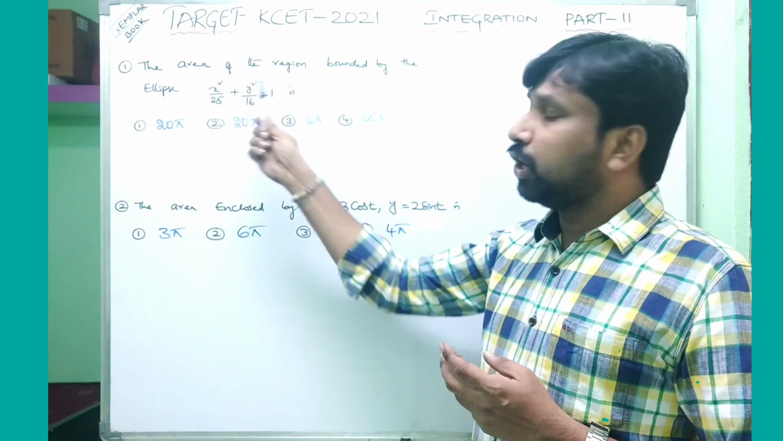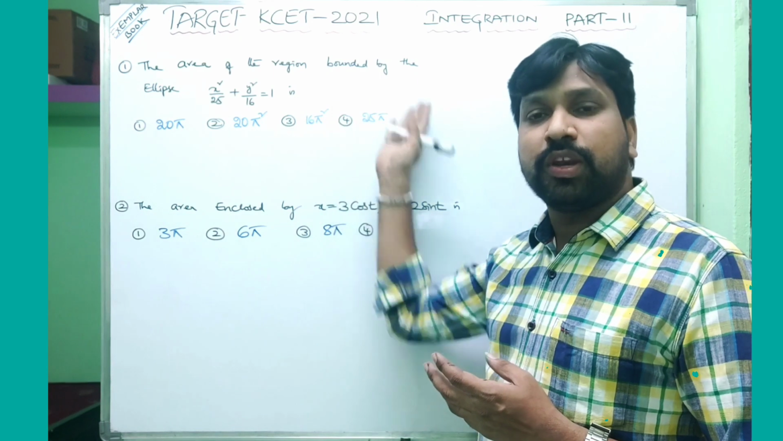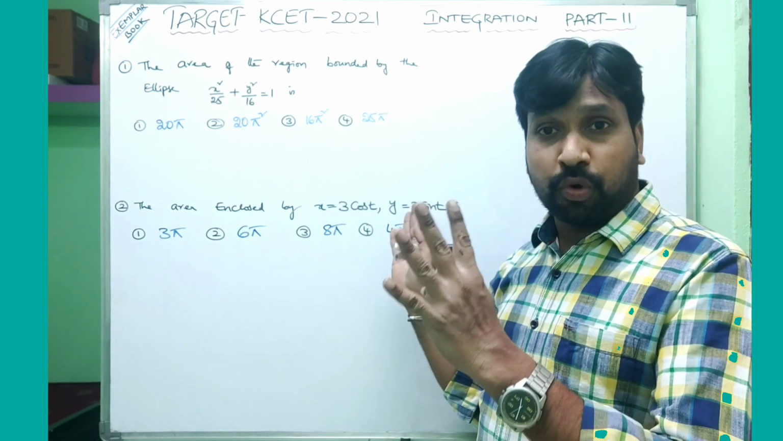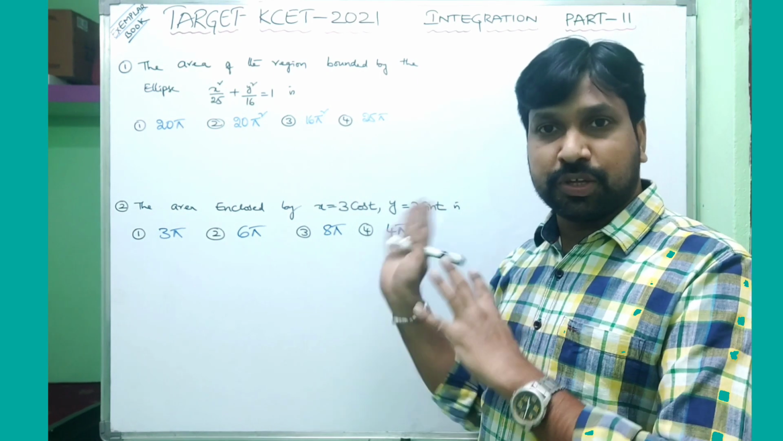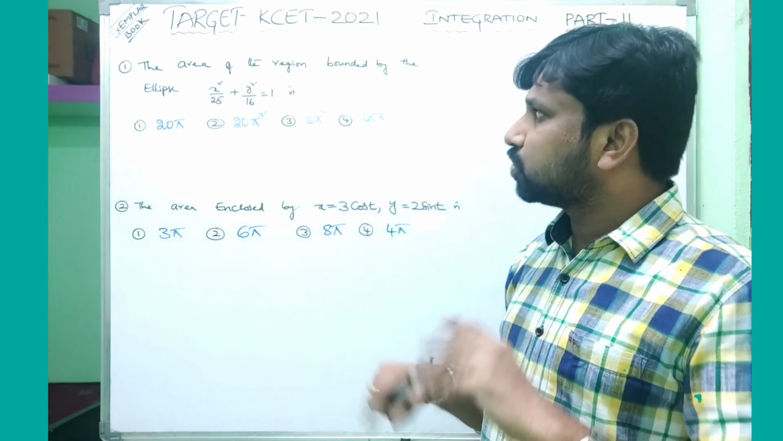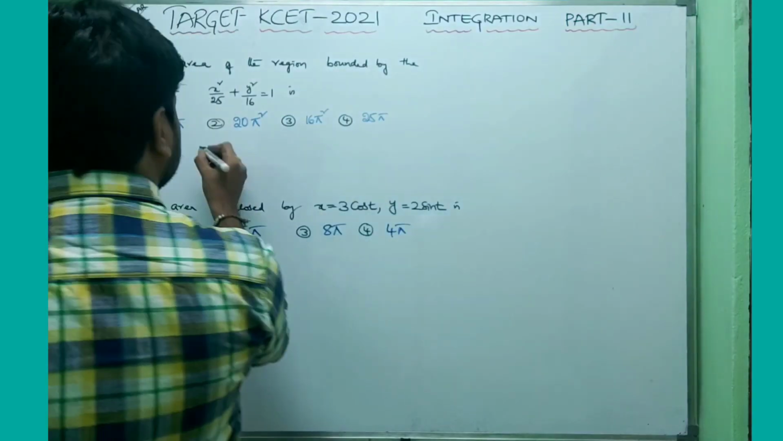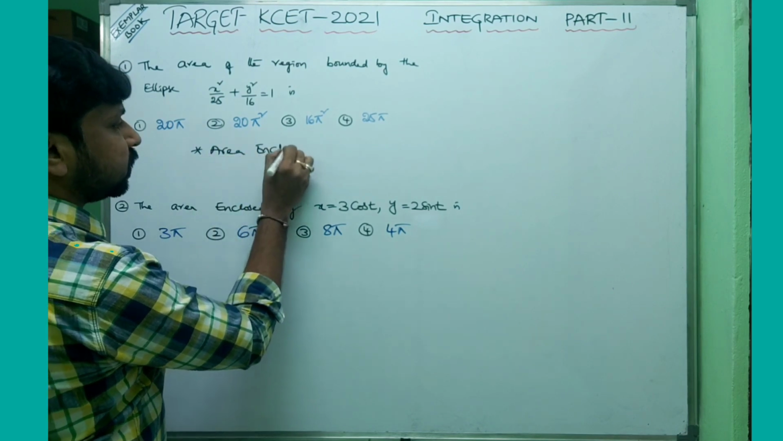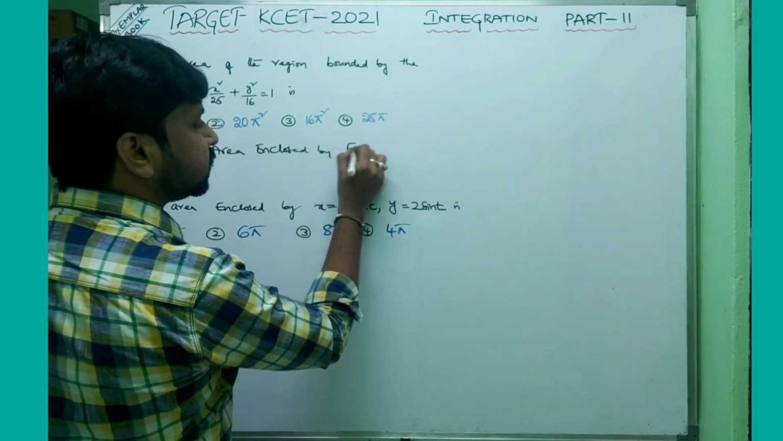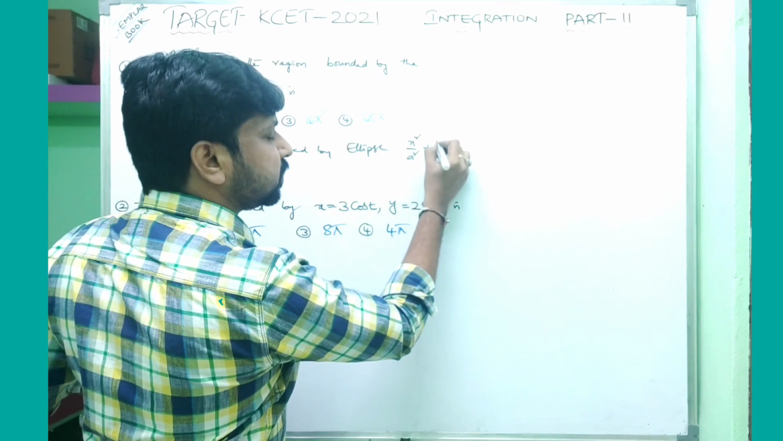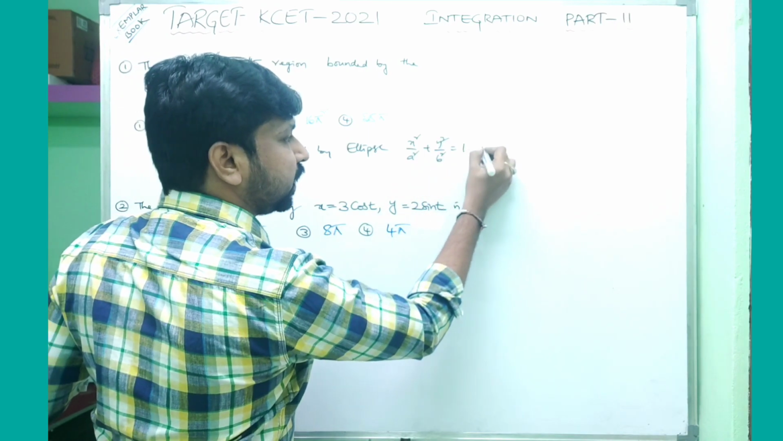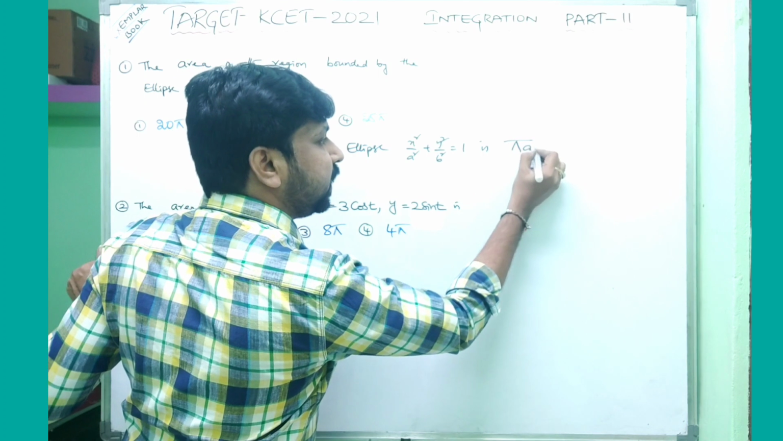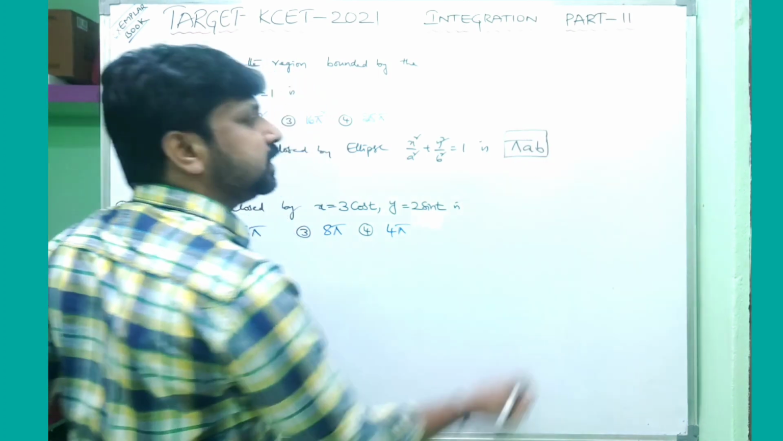And also you need to convert into y is equal to or x is equal to, then you need to do integration 4 times, and between the limits you need to apply. But you are going to do the direct shortcut method. The shortcut is nothing but the area enclosed by the ellipse x square by a square plus y square by b square is equal to 1. The formula is pi ab. Pi ab is your answer, friends.